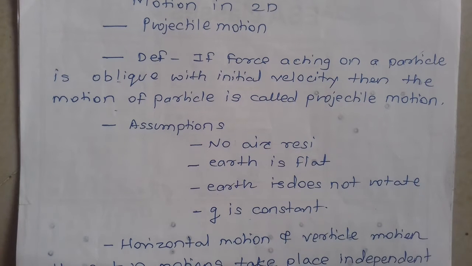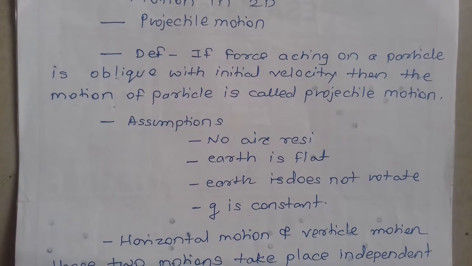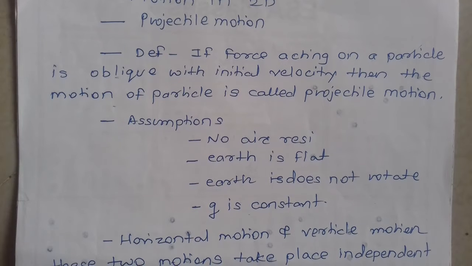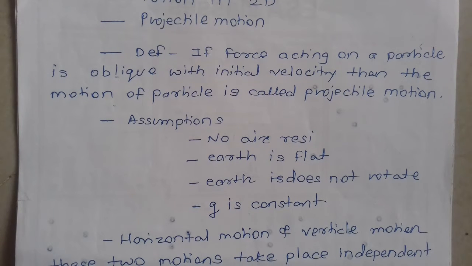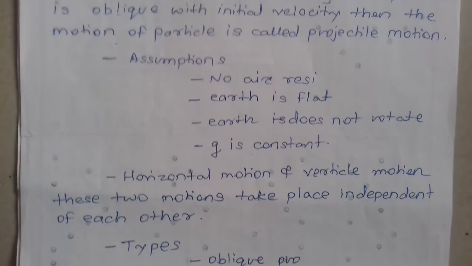Motion in two dimensions, projectile motion. Definition of projectile motion: if the force acting on a particle is oblique with initial velocity, then the motion of the particle is called projectile motion. Then assumptions of projectile motion.